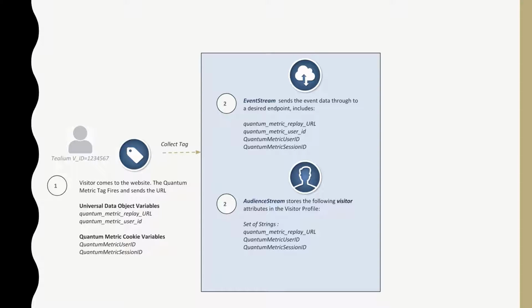That raw clickstream data can either be sent for every event to include Quantum Metric data such as the replay URL, the user ID, or the session ID, or it can be persisted at the individual visitor profile in what we call attributes. And these attributes are basically ways to enrich that visitor's profile, where we can start to collect the replay URLs, the user ID, and session ID, and account for other behaviors such as omni-channel purchases as well.